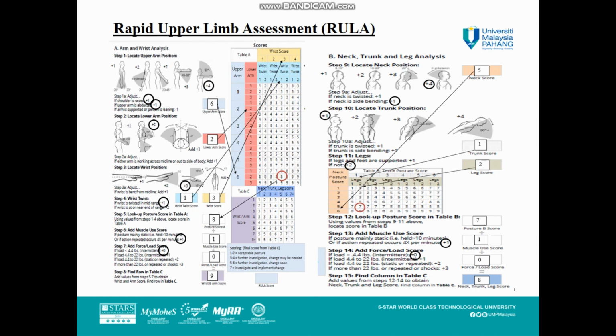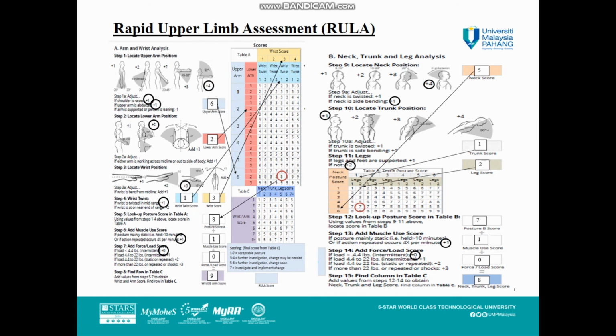Step 11, leg. If legs and feet are supported, +1. If not, +2. But in our case, they have no support between the pair of legs, so we choose +2. Leg score 2. And then step 12, look up posture score in table B. Using values from steps 9 until 11 above, locate the score in table B.